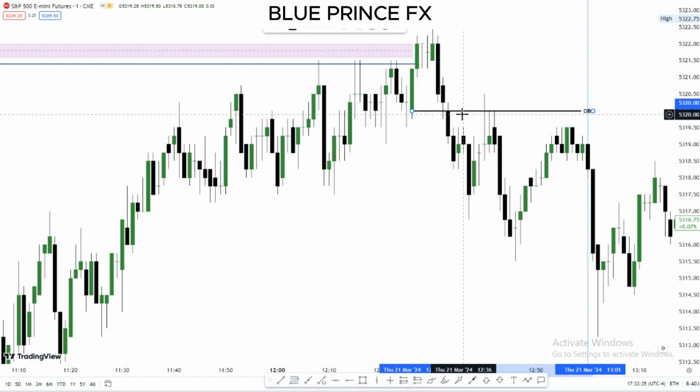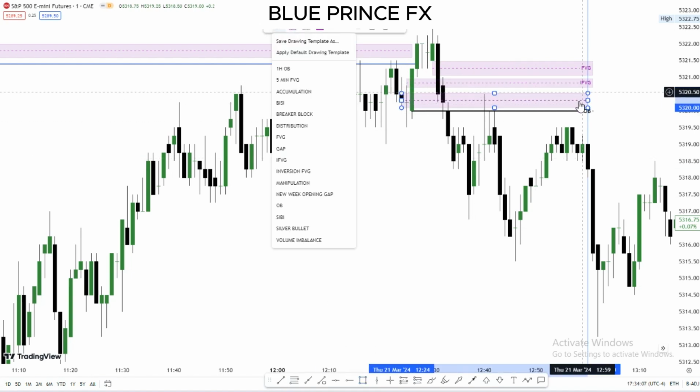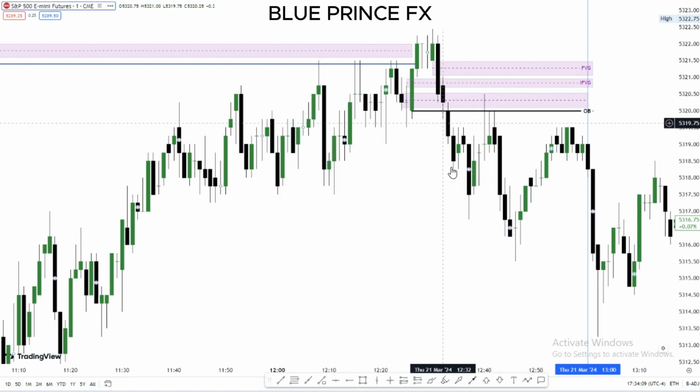But now, because we need more confirmation, we have our fair value gap here, and we have our inversion fair value gap here, and we have our breaker block here. Okay, this is our breaker block. Then we have our volume imbalance. If you don't know what these concepts are, go to my channel and look at everything that is here. I've discussed it in detail.